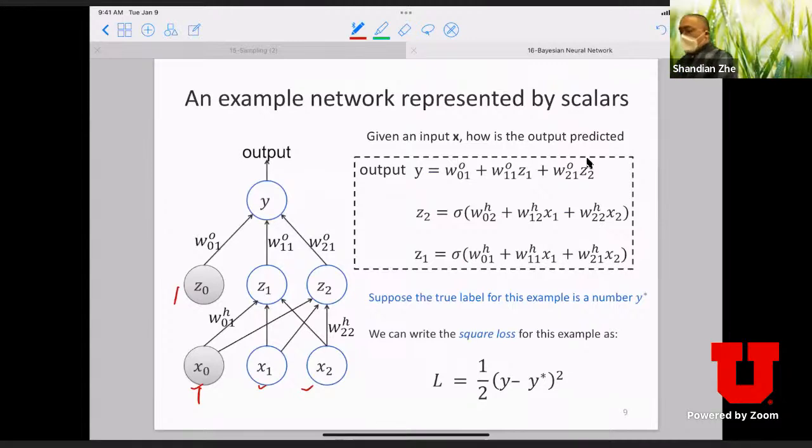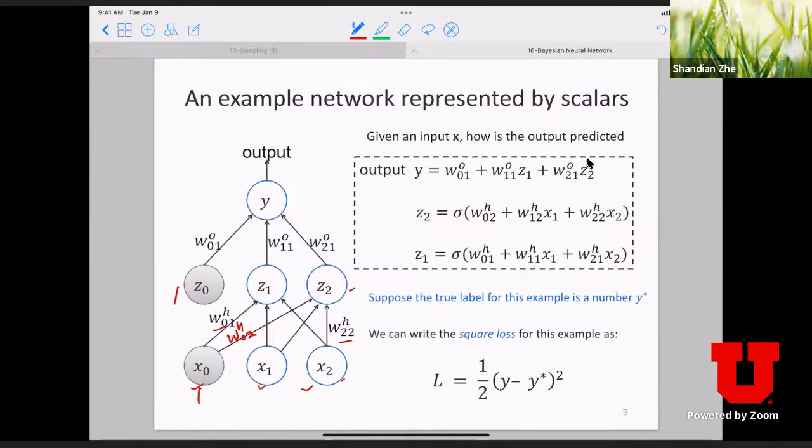And then, as we mentioned, we attach a weight to the edge connecting every pair of neurons. Like between x0 and z1, we attach a weight. And between x0 and z2, we've got another weight. Here we just didn't write it down. For example, for the edge connecting x2 and z2, we've got a weight w2h. Associated with each edge will be a separate weight.